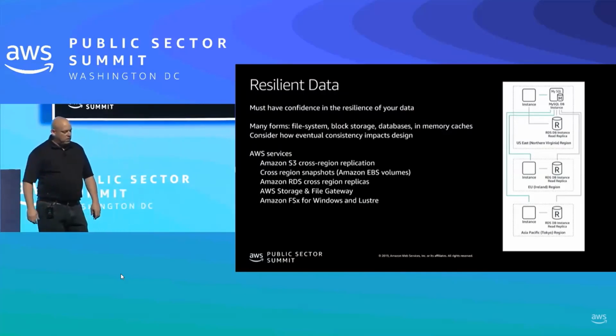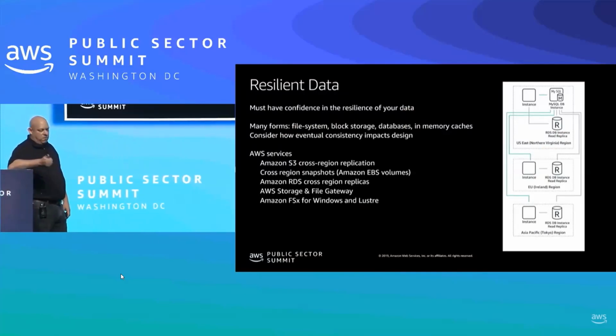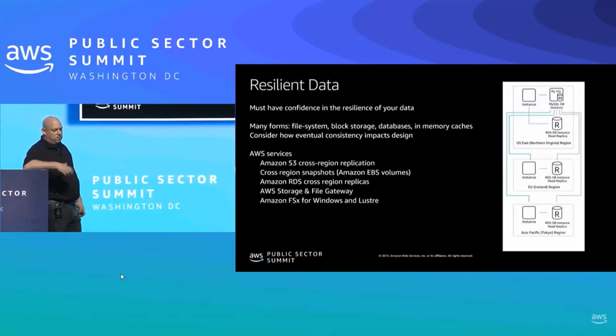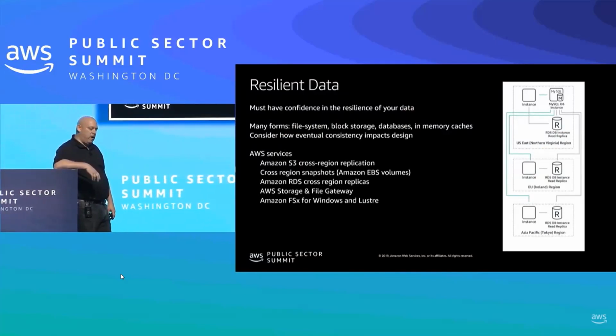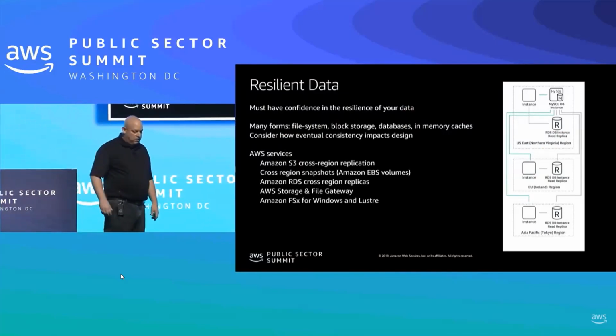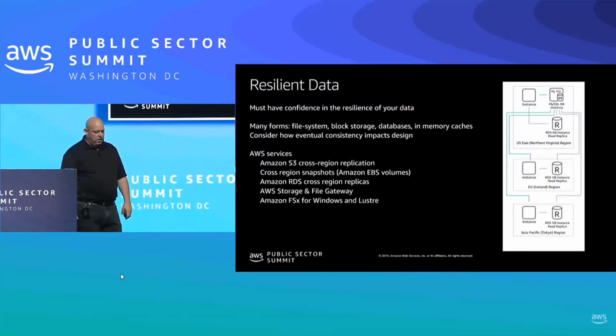So we provide a number of services and infrastructure for you to ensure you have resilient data. There are file systems, block storage like EBS, object stores like S3 or Dynamo, databases like RDS, and in-memory caches. The idea is that we provide enough components and tools for you to build the system that meets your needs. We're not going to give one thing and say you've got to put everything into that, so you have the flexibility to design resiliency that meets your needs.